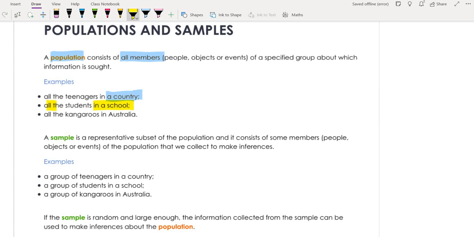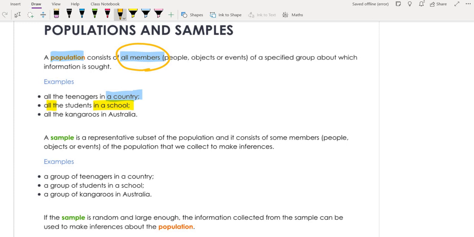That's everyone that we could ask. So it's not always about the population of a country. It doesn't have to be extremely large. It could be a bit smaller as well. But we just want to include everyone that's affected by whatever we're asking about.